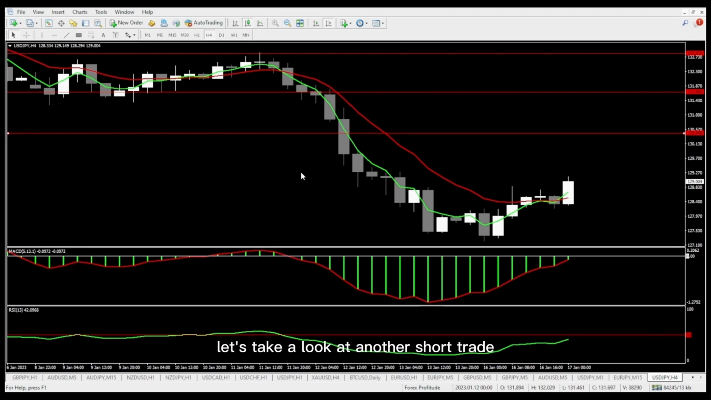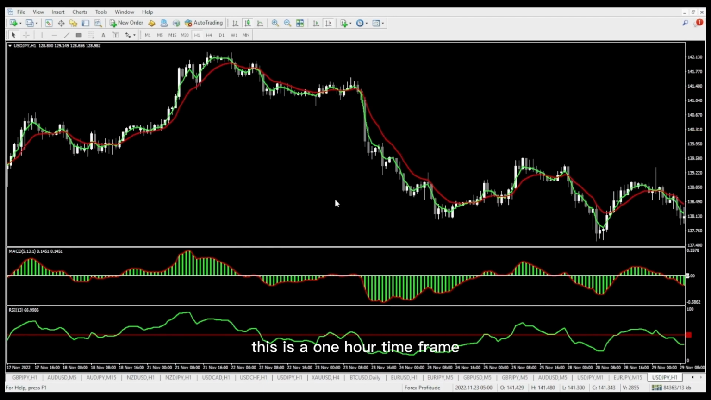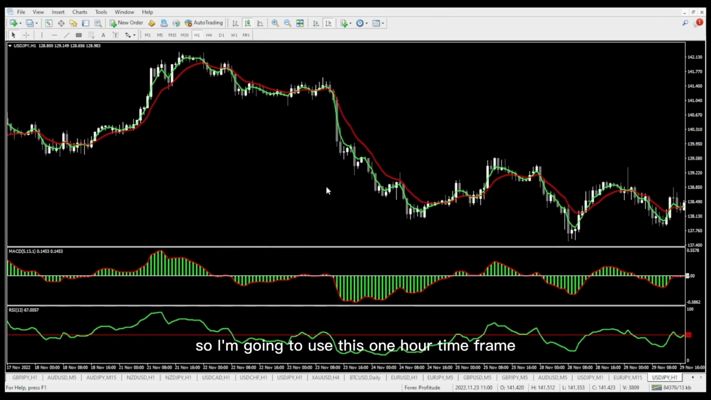Let's take a look at another short trade. This is a 1 hour time frame. So I'm going to use this 1 hour time frame as my higher time frame. From here, I'm going to discover a trend. I want to see that all the indicators are trending down or showing us that there is a short trend. And then I'm going to go down to the 15-minute and look for a trading opportunity.